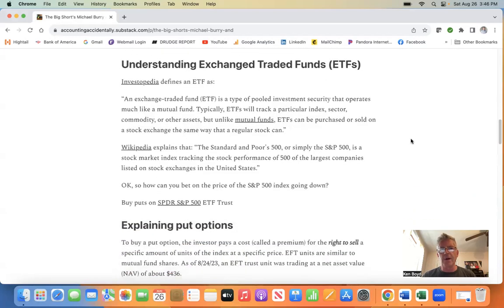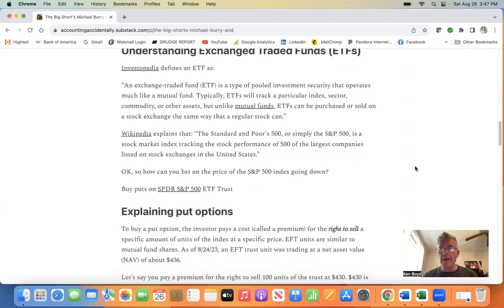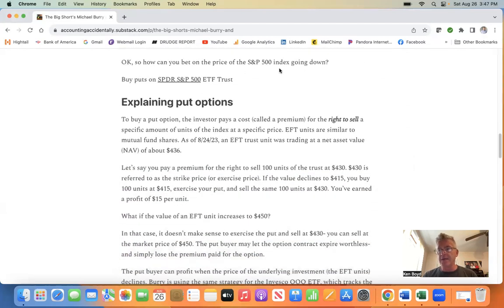Well, first of all, let's define what an exchange-traded fund is. Investopedia says it's a type of pooled investment that operates like a mutual fund. It tracks a particular index, sector, commodity or other asset, but unlike mutual funds, it can be purchased and sold on the stock exchange like an individual stock can. So what's the S&P 500, which is what I'll use as my example? It's a stock market index tracking the stock performance of 500 of the largest companies listed on the stock exchanges in the U.S. Okay, with that ground being laid, how could you bet on the price of the S&P 500 index going down? You buy puts on the index.